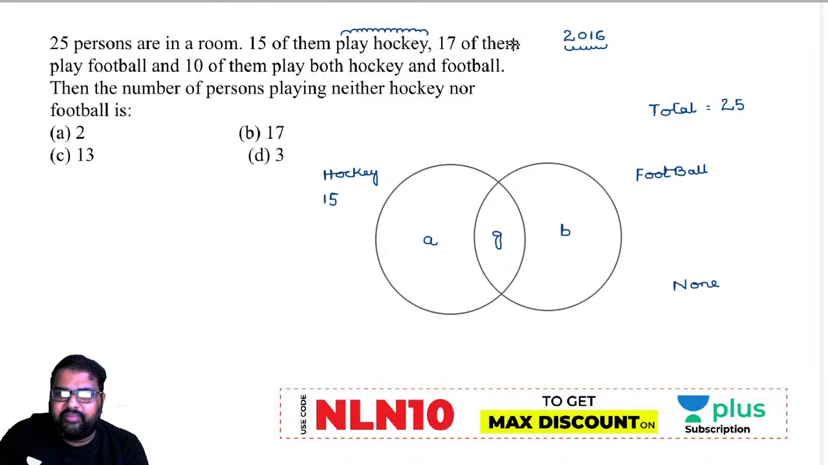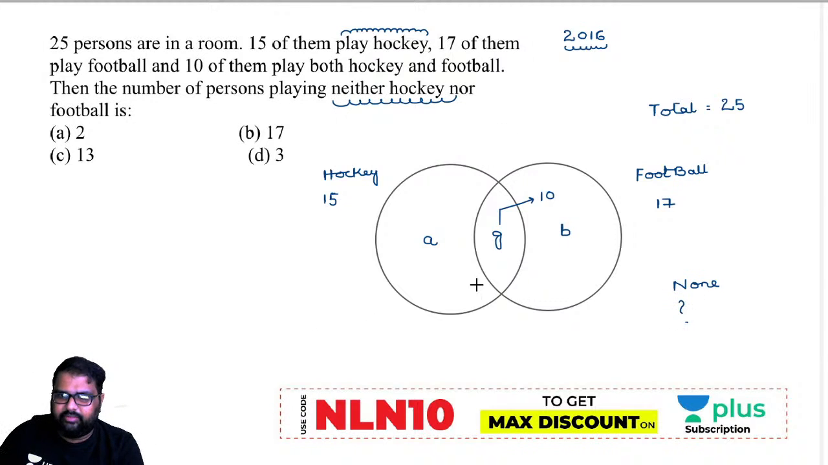Yes. 17 of them play football. It is not only football. That means 17 play, the total circle value of football is 17. 10 of them play both hockey and football. That means your G value is 10. Then what is the question asked? The number of persons playing neither hockey nor football. That means you are asked to find out the none value.